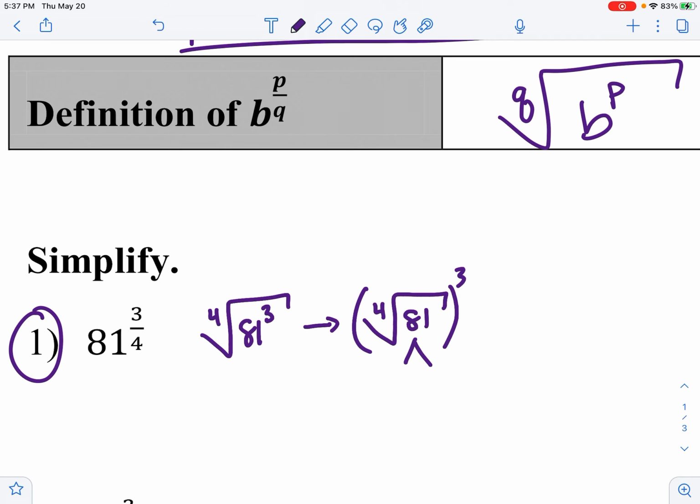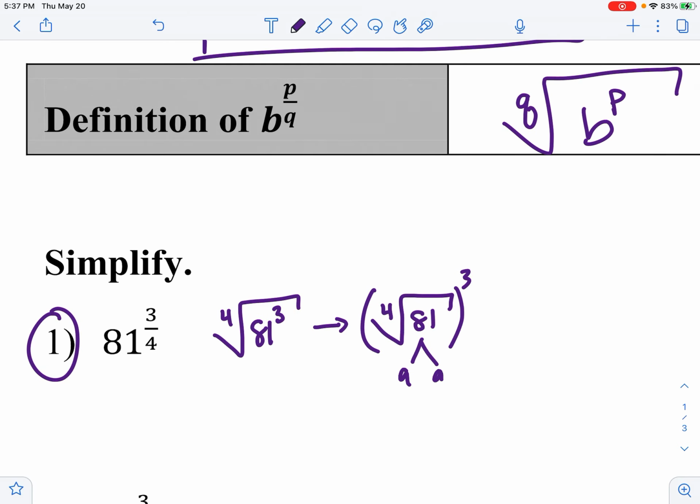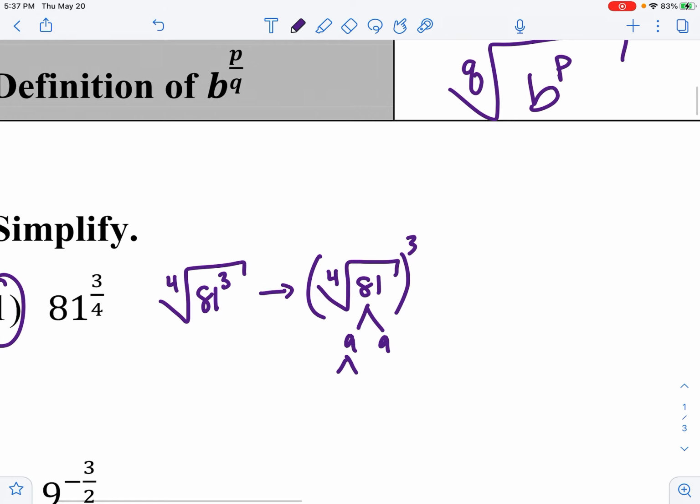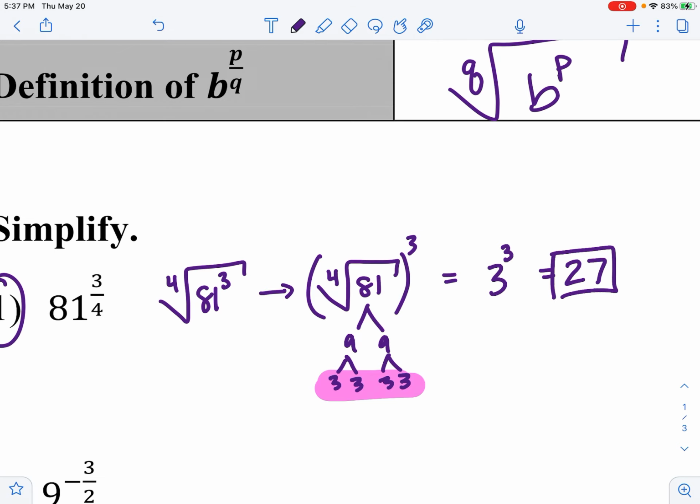If you don't know the fourth root of 81, you can break it up. 9 and 9, which is 3 and 3, which is 3 and 3. Oh, good, because for a fourth root, I'm looking for 4 of a kind. I have 4 of a kind. That, remember, is just inside your parentheses. I need to cube it to get 27 as my final answer.